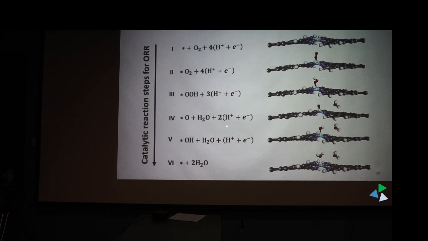The fourth step is the combination of this OOH with a new hydrogen atom. So what we get is a water molecule and an oxygen atom linked to the iron atom. The fifth step is the combination of this oxygen atom with a hydrogen atom. And the last step is the combination of this OH with another hydrogen atom to form two water molecules.